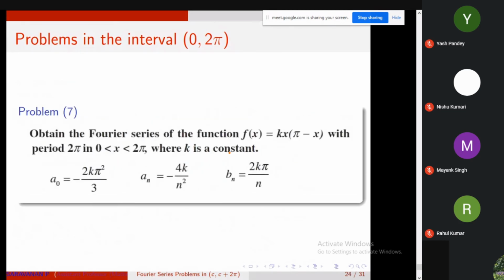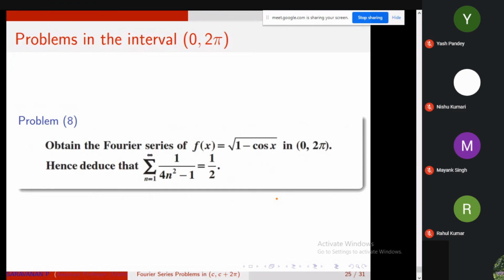Similarly, the next problem is given as kx into pi minus x. K is a constant, so you take it out and multiply this x inside. So you'll get pi x minus x square. Then integrate, substitute the limits, and you will get a0. Then integrate and substitute the limits, you will get an, bn, etc. Very simple.